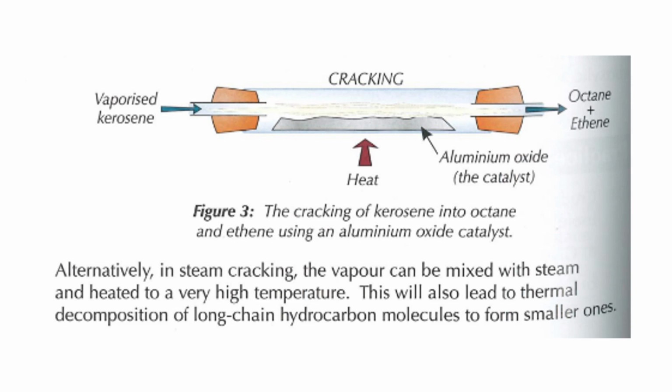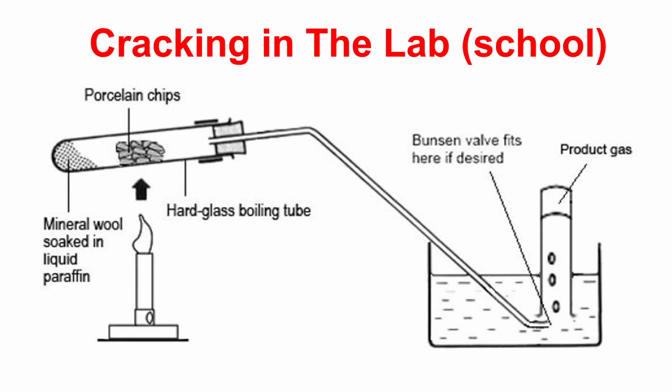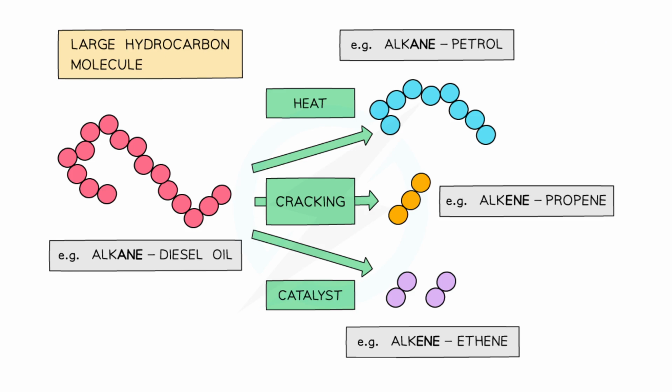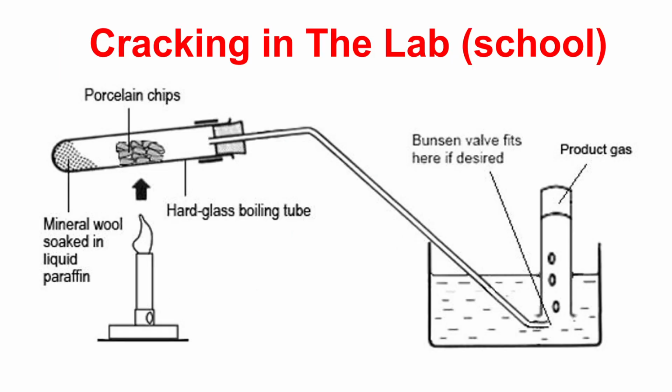Steam cracking is where steam is used at a very high temperature as a thermal decomposition, and again, a catalyst. So, again, more cracking. And you can demonstrate it in a lab. If you get some paraffin and porcelain as a catalyst, you will get bubbles of ethene gas that you can then test with bromine water.